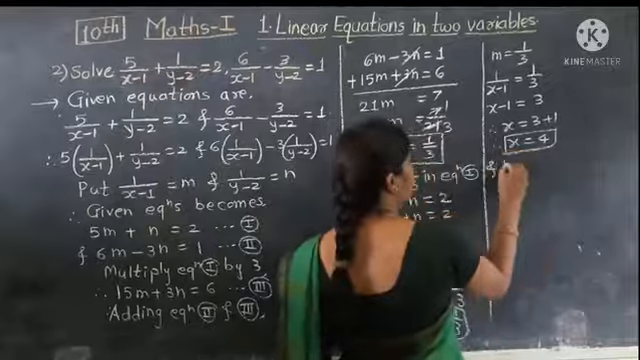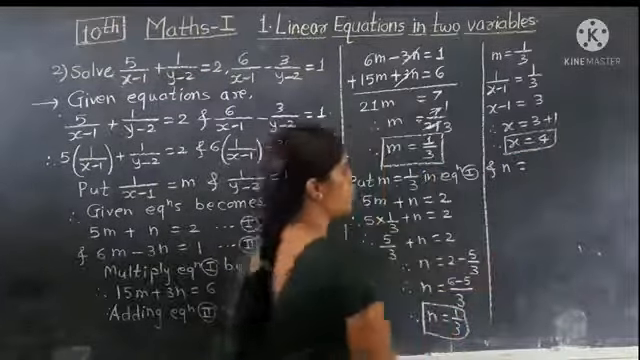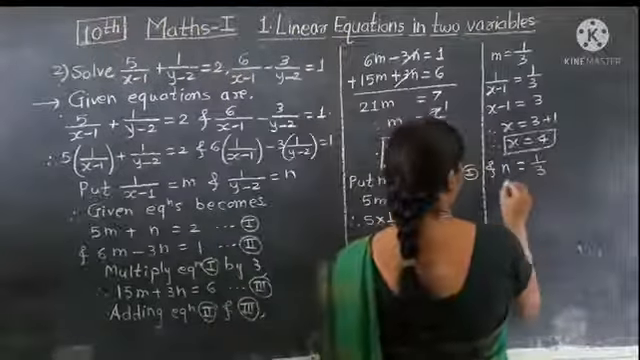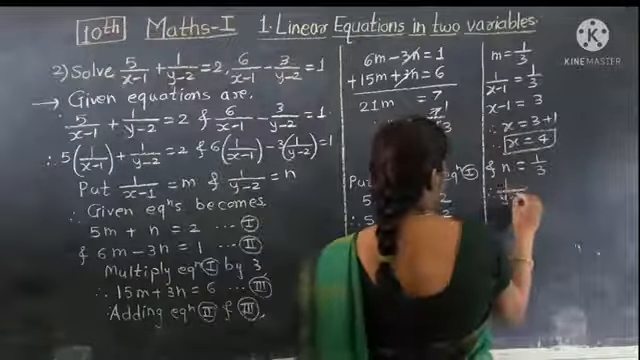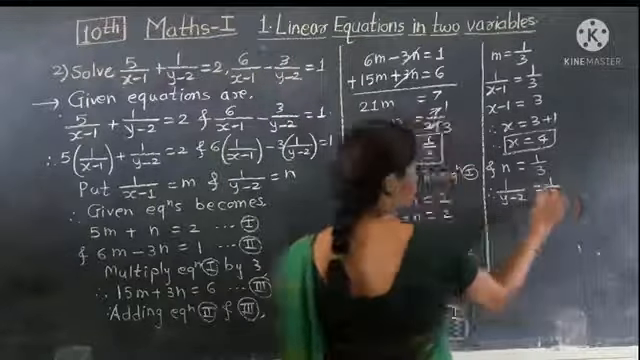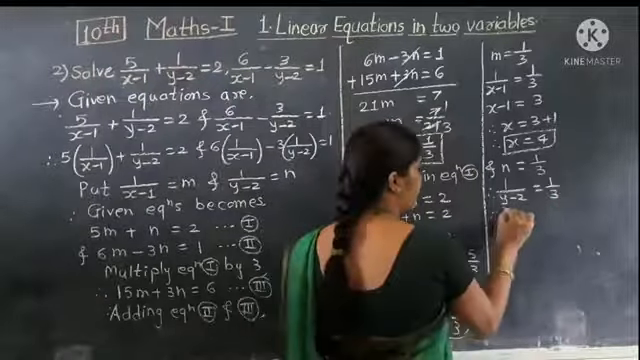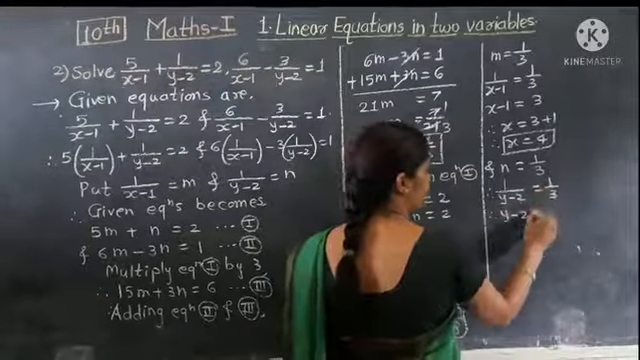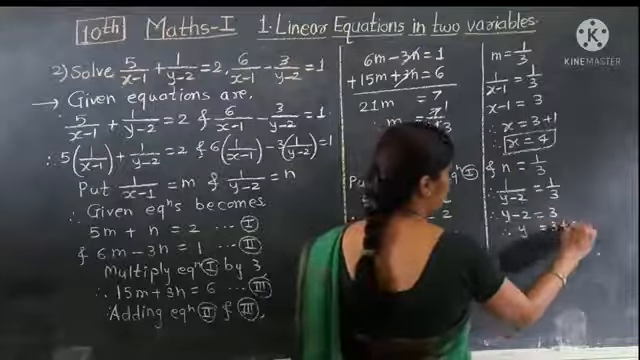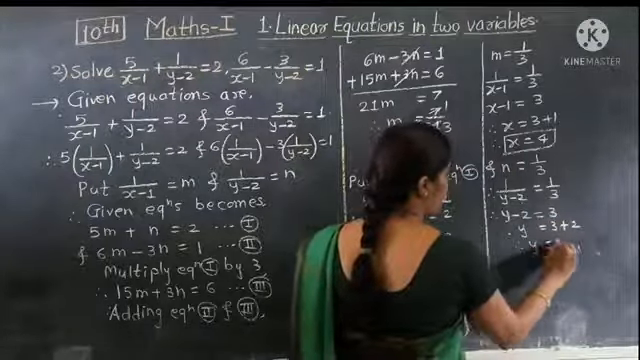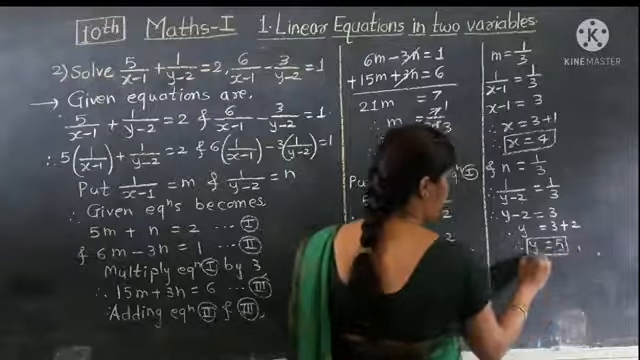And what is n? n is also 1 upon 3. Therefore, what is n? 1 upon y minus 2 is equal to 1 upon 3. Cross multiply, y minus 2 into 1, y minus 2 is equal to 3. Therefore, we get y is equal to 3 plus 2. y is equal to 5.